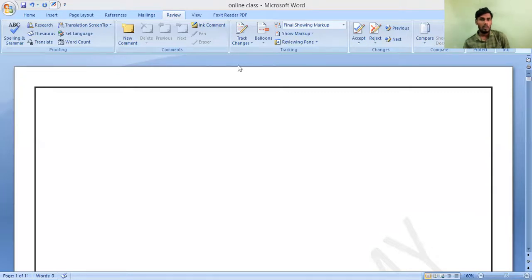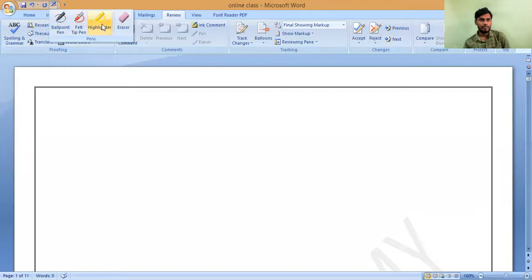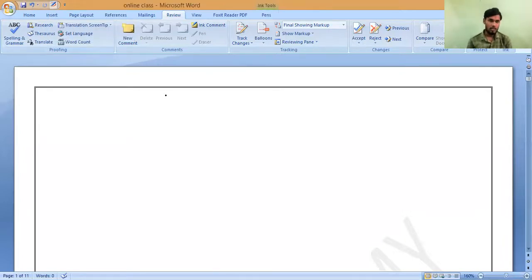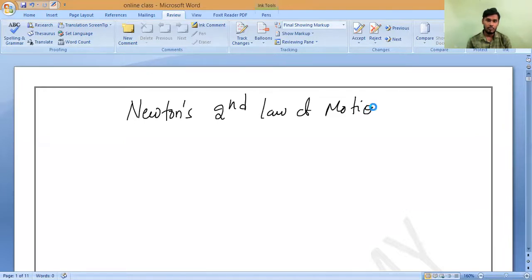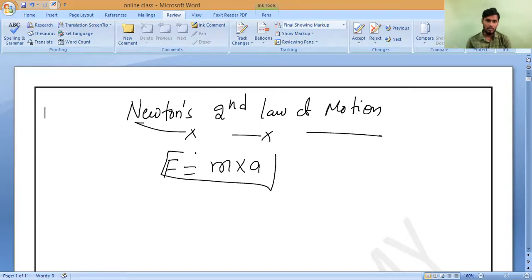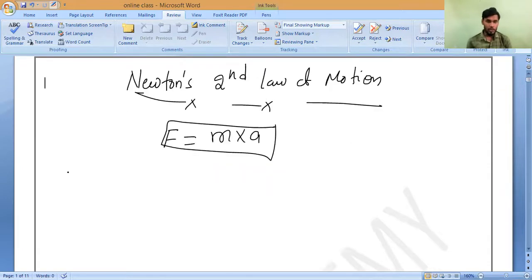Okay, so now let us come to Newton's second law of motion. Yesterday we derived that, and finally we concluded that force is equal to mass into acceleration. That's all. Is it yes or no? This is what we call Newton's second law of motion. So let us come to the units of Newton's second law of motion.